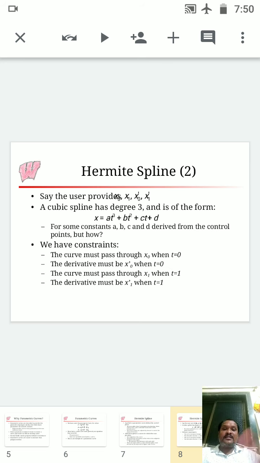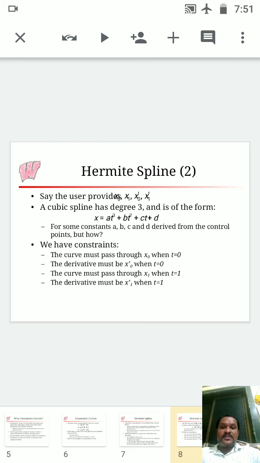This is called a 3D cubic spline curve. As I already indicated, if you have cubic splines, that is a very critical condition of the curves. For some constraints, A, B, C and D are derived from the control points. Here, in at cube plus bt square plus ct plus d, A, B, C and D are the control points of the cubic spline. So we have constraints also here.